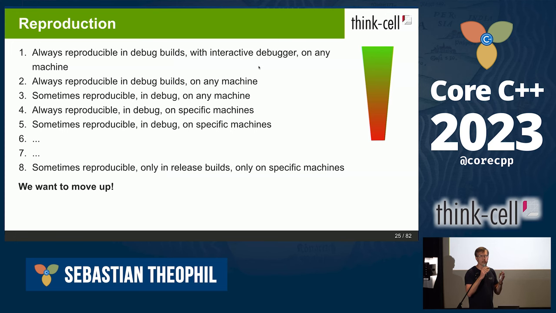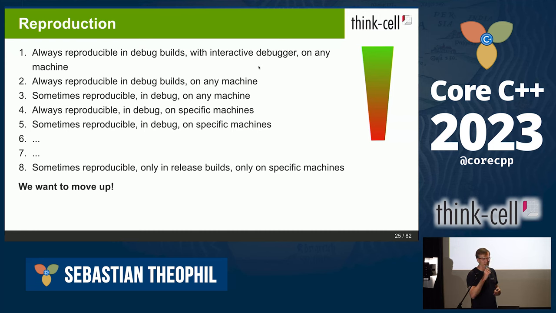And a reproduction, that's not a binary state. A bug is not either reproducible or not reproducible. There are different shades here of, let's say, reproducibility. You have the gold standard where you know that a bug is always reproducible in a debug build with an interactive debugger attached on any machine you try it on. That is great. You can analyze that problem.